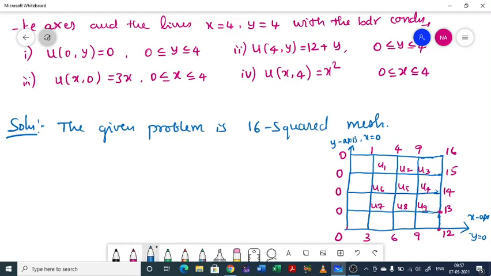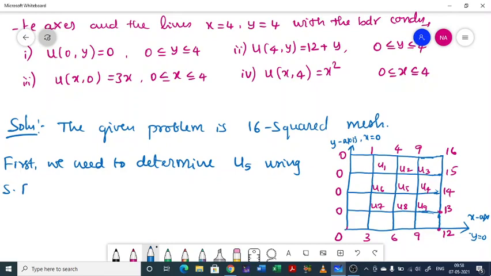So this is almost similar to the previous solution. I don't write all the steps properly, I'll just write the values. First we need to determine u5, the central value. We need to determine u5 using the standard 5-point formula.